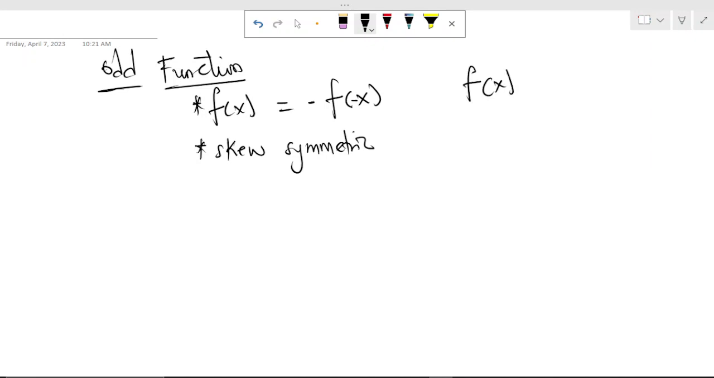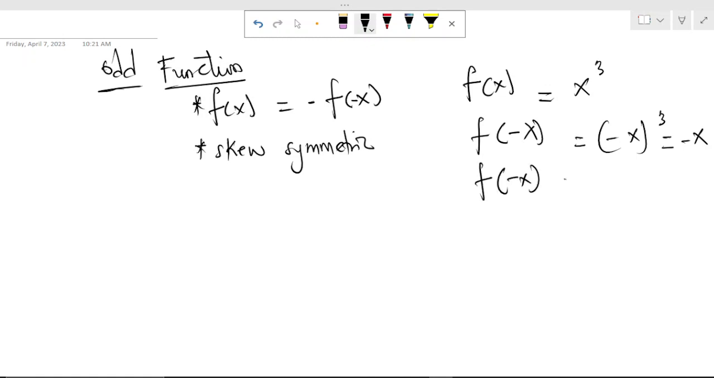So let's say we have f of x equal to x cubed. Now, when we try to get f of minus x, we have minus x all raised to power 3, which is equal to minus x cubed. And remember that x cubed itself is f of x. So this is equal to minus f of x. So I hope this is clear now. So with this information, let's see the expansion of the Fourier series for an odd function.